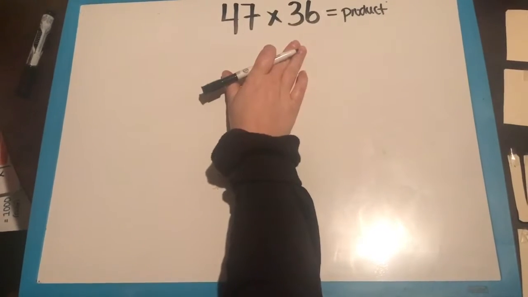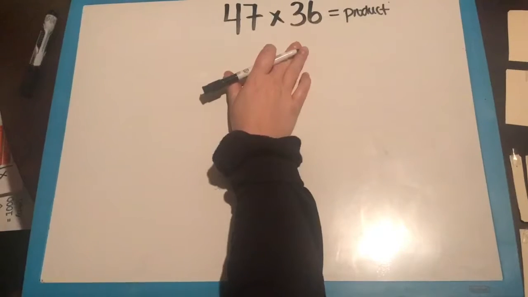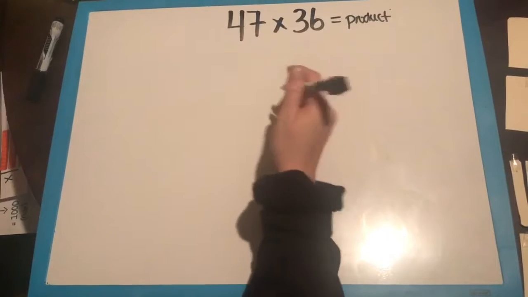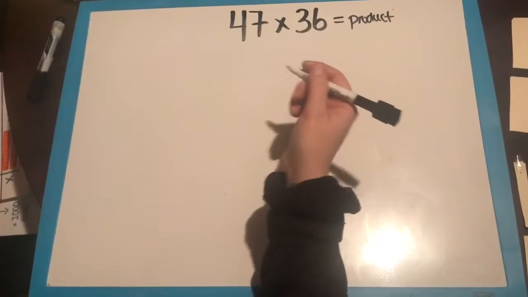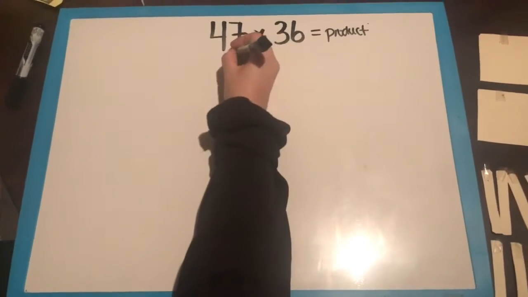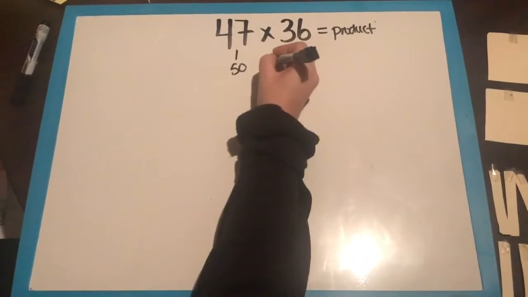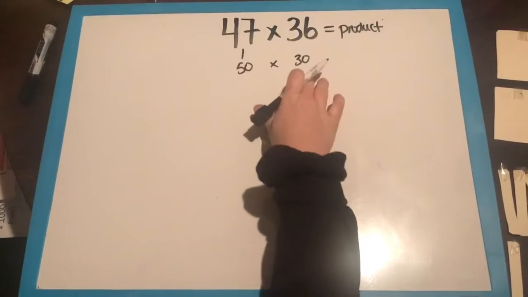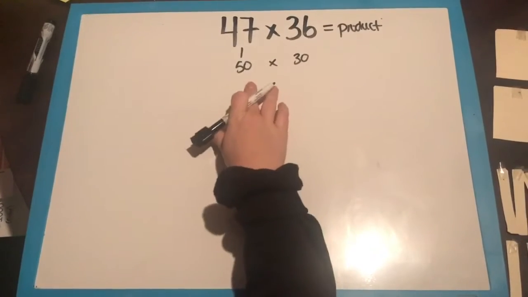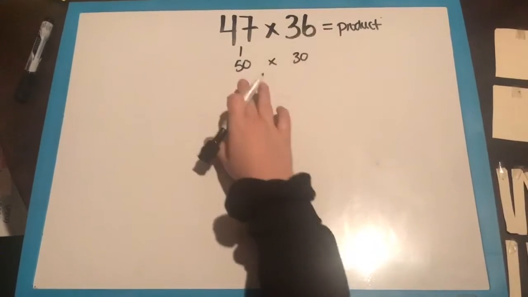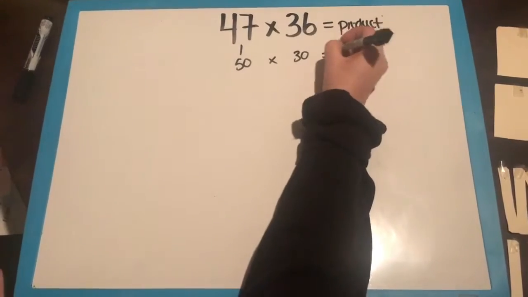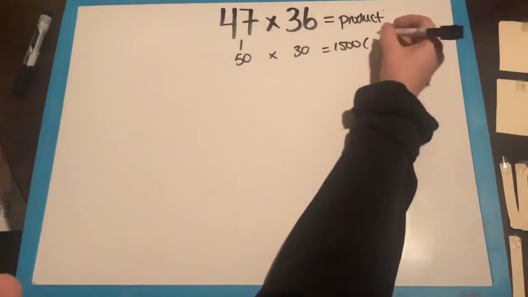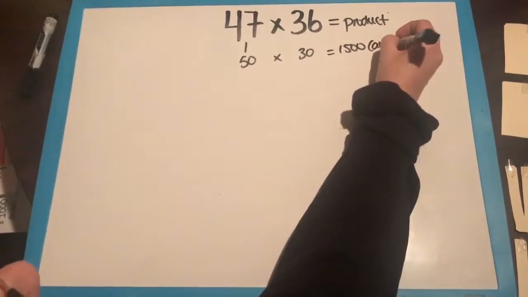So what I like to do as a strategy to help me figure out what this product is going to be is to first estimate what the possible answer could be. To do this, I use a strategy of just rounding to more even numbers. So 47, I'm going to round to 50, and 36, I'm going to round to 30. I chose these two numbers just simply because they're both multiples of 10 and they're both a lot easier to deal with than 47 and 36. So multiplying 50 by 30, I'm going to get 1500.